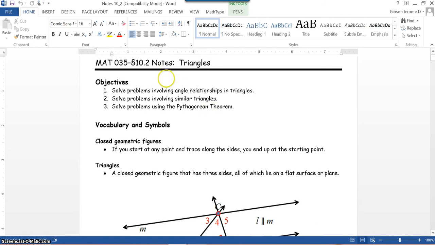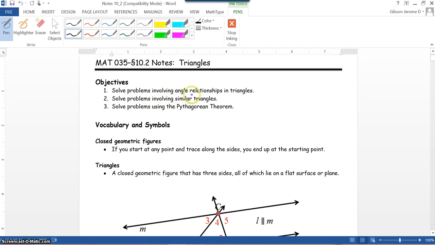Hello class, we're about to start section 10.2, triangles. Our objectives: we want to solve problems involving angle relationships in triangles, solve problems involving similar triangles, and solve problems using the Pythagorean theorem.